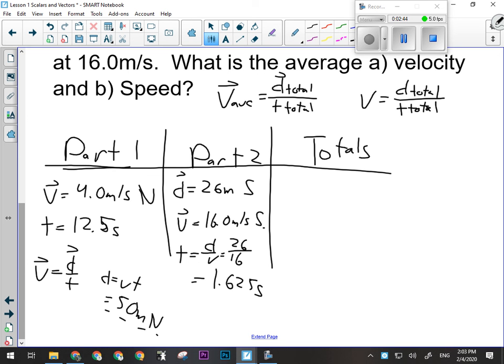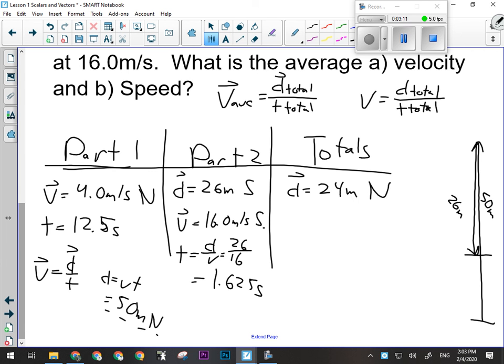Just try and visualize it. I go 50 meters north in part 1, and then I turn around and go 26 meters south. How far am I from where I started? 24 meters. 50 north minus 26 south gives me a total displacement of 24 meters north. Can I calculate my total time? Yeah. It took 12.5 seconds to do part 1 and 1.625 seconds to do part 2, so my total time is going to be 14.125 seconds, I think. You can double check that, but I'm pretty sure that's the number.